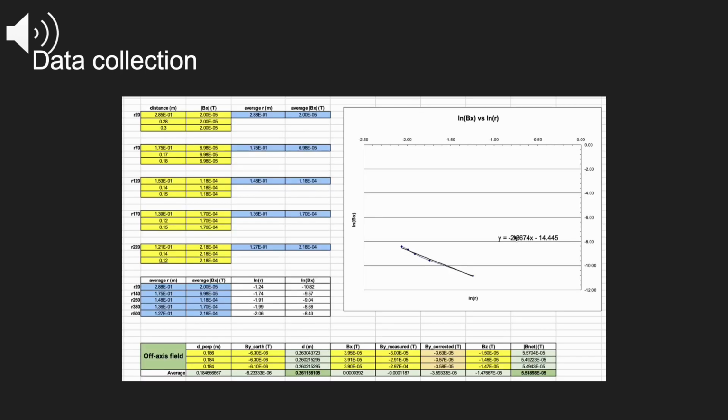This is the data collected from our experiment, which will also be used for our computational model. On the left is the raw data, and on the right is a graph of the natural log of Bx versus the natural log of R. At the bottom are the values for the magnetic field at a 45-degree angle from the magnetic dipole. The slope and the y-intercept will be important values which will be used later.